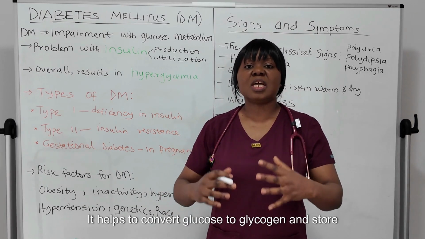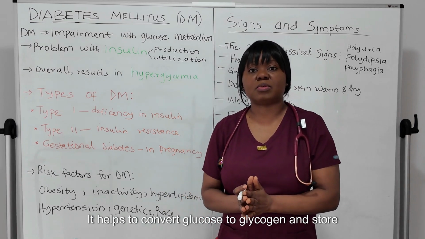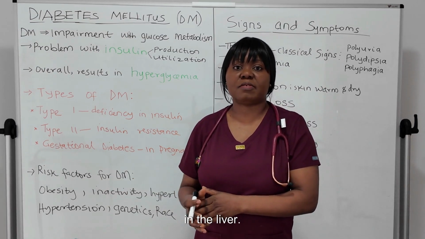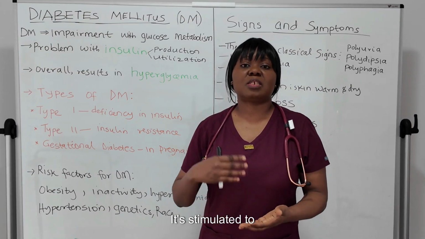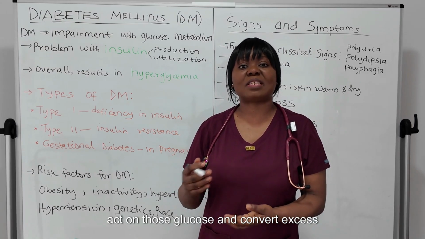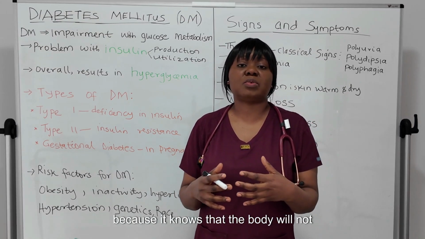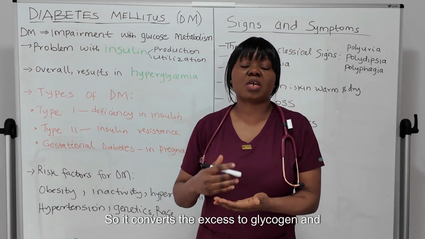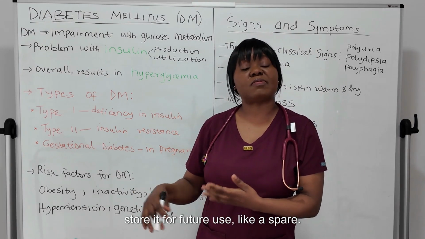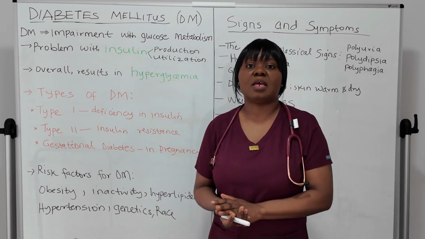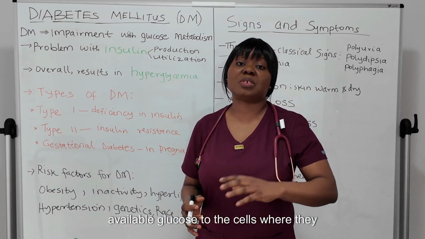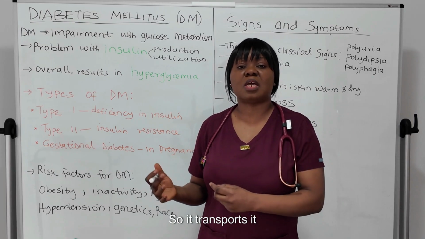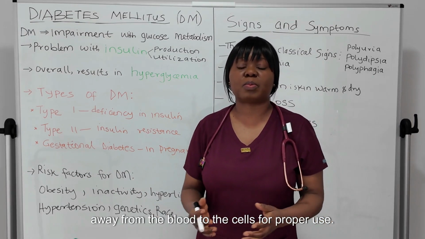One, it helps to convert glucose to glycogen and store it in the liver. So when you eat, insulin is stimulated. It's stimulated to act on those glucose and convert the excess, because it knows that the body will not utilize everything. So it converts the excess to glycogen and stores it for future use, like a spare. And also insulin helps to transport the available glucose to the cells where they need it. So it transports it away from the blood to the cells for proper use.